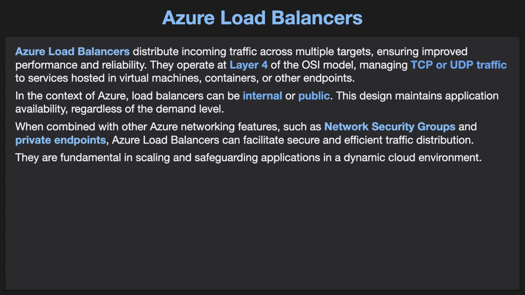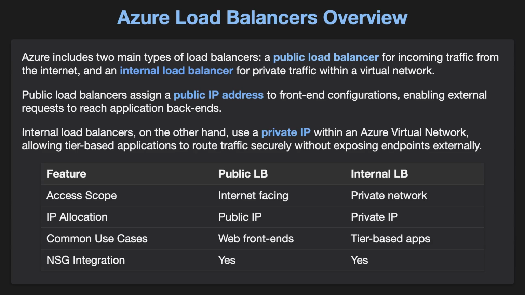When combined with other Azure networking features, such as network security groups and private endpoints, Azure load balancers can facilitate secure and efficient traffic distribution. They are fundamental in scaling and safeguarding applications in a dynamic cloud environment. Azure includes two main types of load balancers: a public load balancer for incoming traffic from the internet, and an internal load balancer for private traffic within a virtual network.